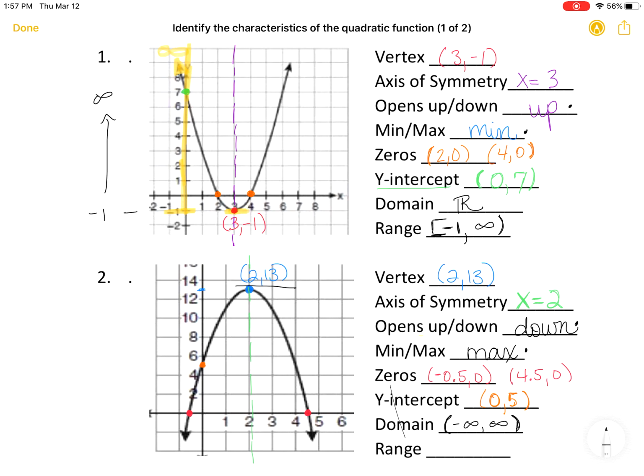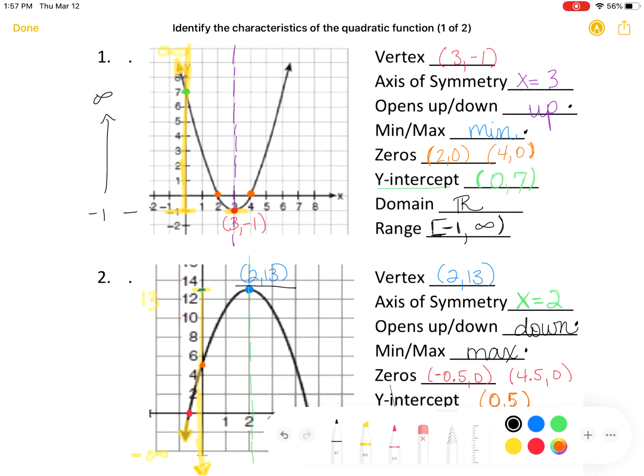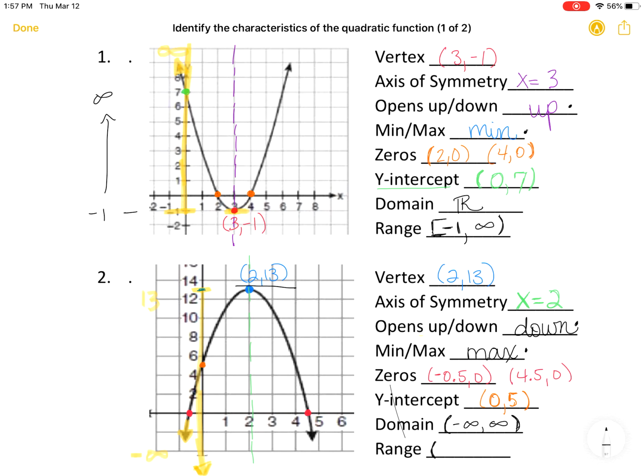And then the range is your y values. Okay, I'm going to use the highlighter again, and I'm going to highlight. So if I start at the bottom and look, I'm going down. So I'm going down to negative infinity, right? And if I look at where it stops at the top, it stops here at 13. So if I highlight this graph, I'm going from negative infinity to positive 13. And so when I write that out, I'm going to write negative infinity and 13.